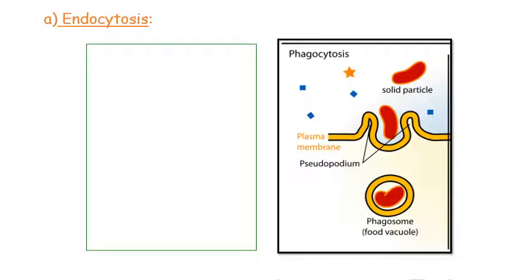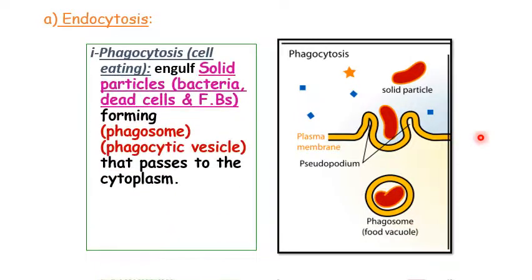Endocytosis. Here is the cell membrane. This is the solid structure they want to enter. I will send pseudopodia, false feet, that will engulf the solid particles and fuse, entering part of the cell membrane together with the thing that I want to eat. This is called a phagosome or food vacuole.